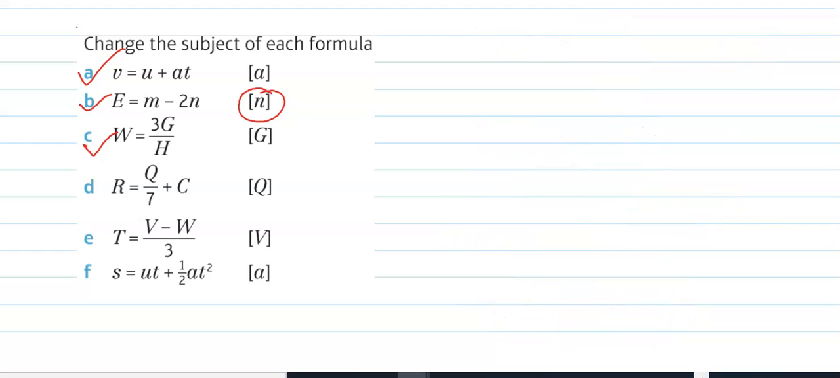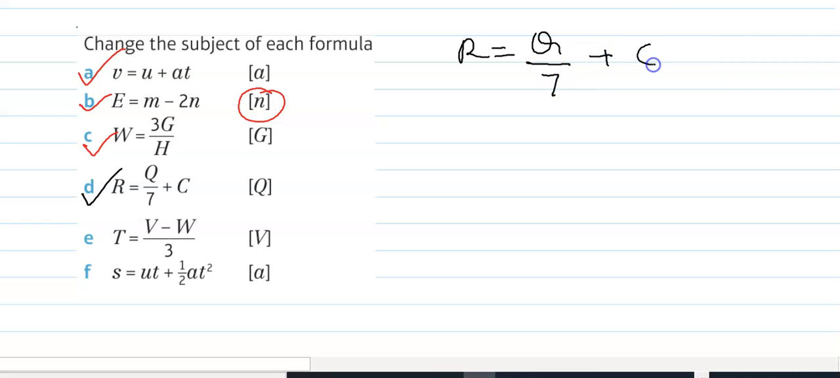Okay. Now D part is R equal to Q divided by 7 plus C. So R equal to Q divided by 7 plus C, and you need to make Q the subject. Okay. Let's see who's troubling Q here. Divided by 7 and this plus C. We need to get rid of these two numbers, plus C and divided by 7.